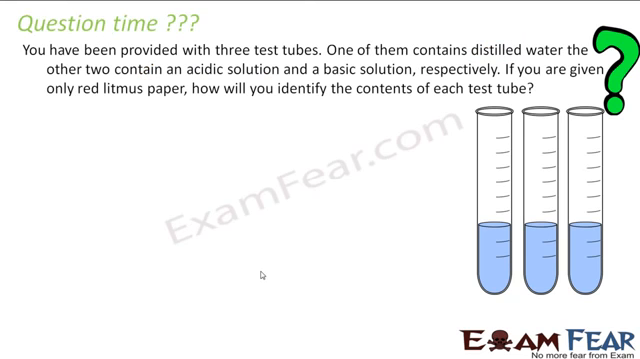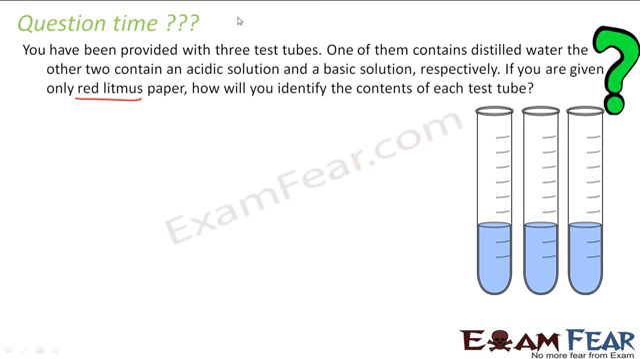So now is the question time. So we know all acid base indicators, so we have a question on acid base. We have 3 test tubes and they contain some distilled water with some solution, acidic or basic. One of them is acidic, one of them is basic, and one of them is neutral. We are given only one red litmus paper. We have to identify the content of each of these.